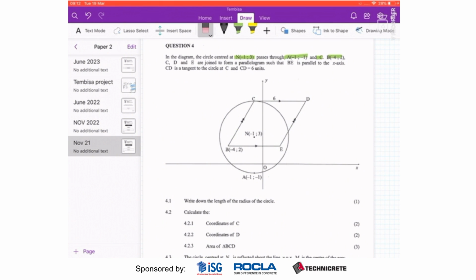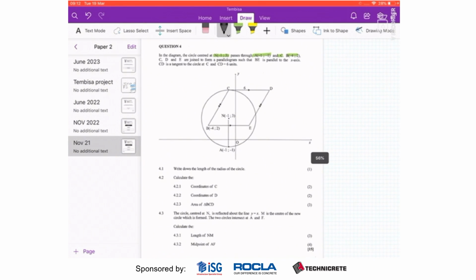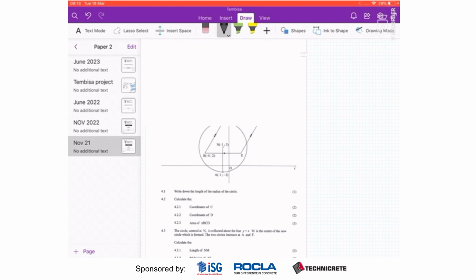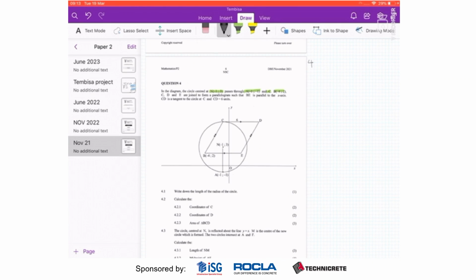So the first question says write down the length of the radius of the circle. So they said it passes through A and N is my center. So that length in terms of y will give me the radius. So my y value is going from 3 to -1. So 4.1, the radius is going to be equal to my y values. So 3 minus -1 is equal to 4 units.